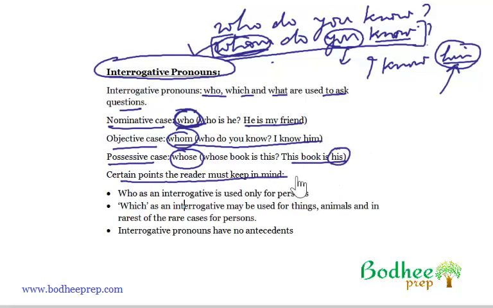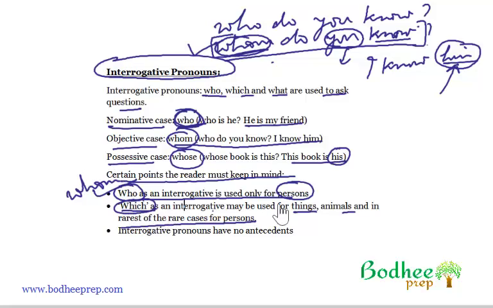Certain points the reader must keep in mind. Who as an interrogative is used only for persons, right? So whenever you have people in mind, always use who. But which as an interrogative may be used for things, animals, and in the rarest of rare cases for persons. Which is rarely used for persons these days, but who is used for persons, and also whom is used for persons when they are in the objective case. Which is used for things, animals, and objects.